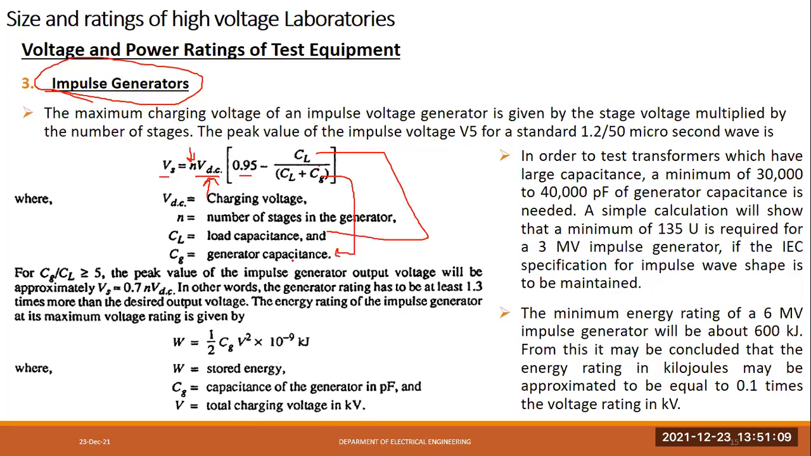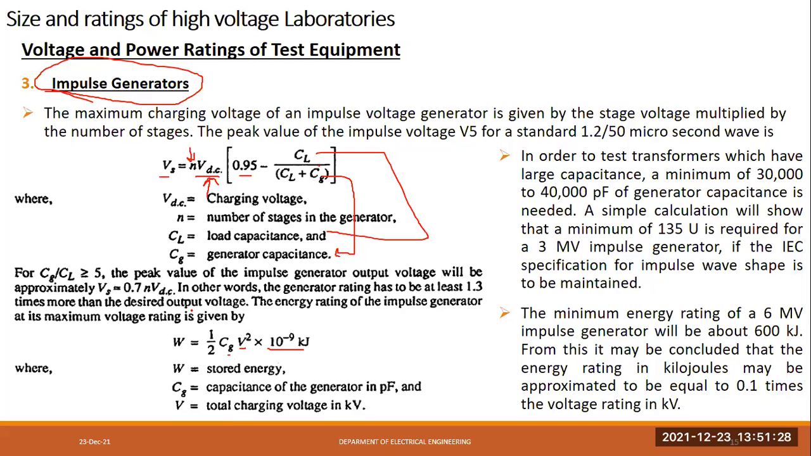So this is all about the impulse generator, and its maximum energy can be given by W is equal to 1 by 2 C_G V squared, where C_G is the capacitance of the generator, V is the total charging voltage, and the 10 raised to minus 9. So this is the equation for the calculation of the maximum rating.